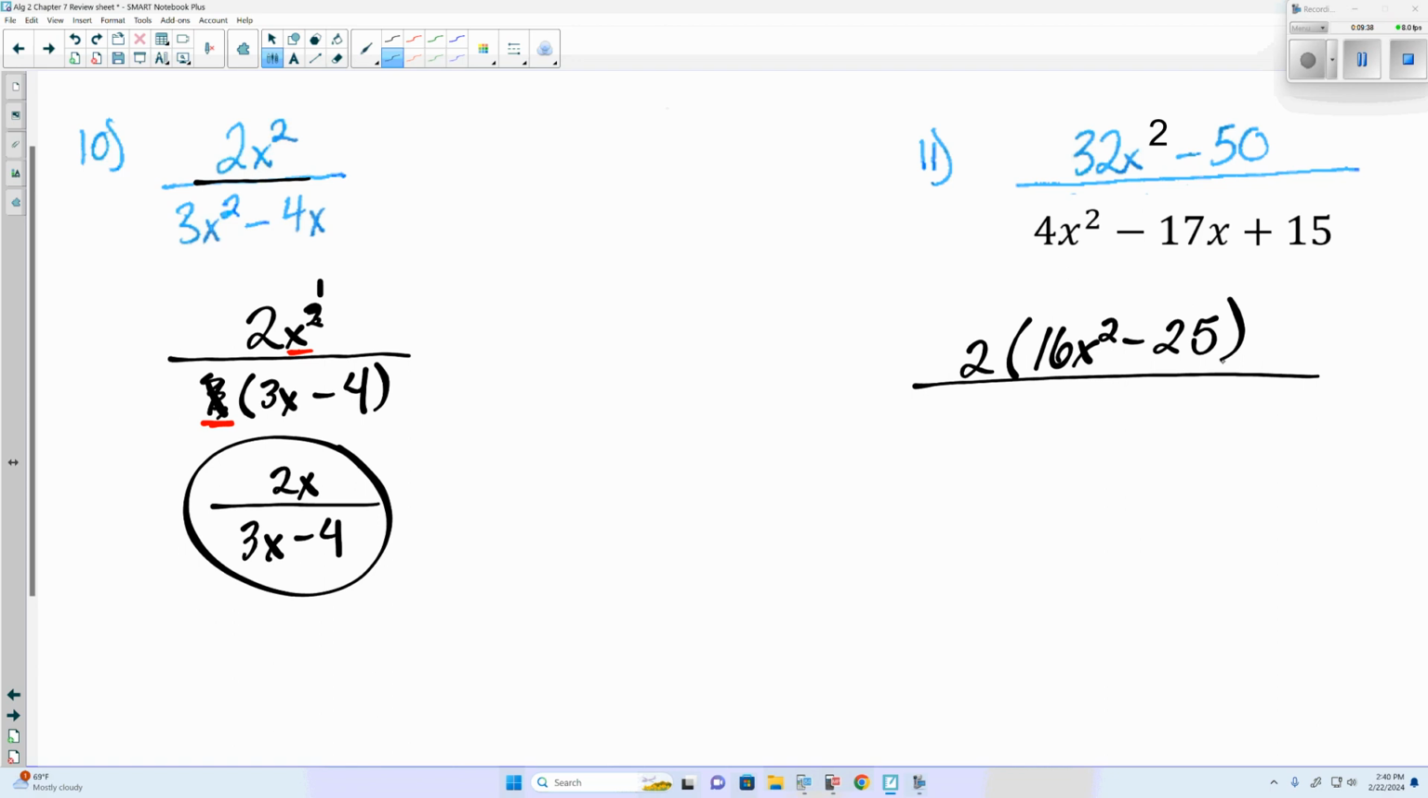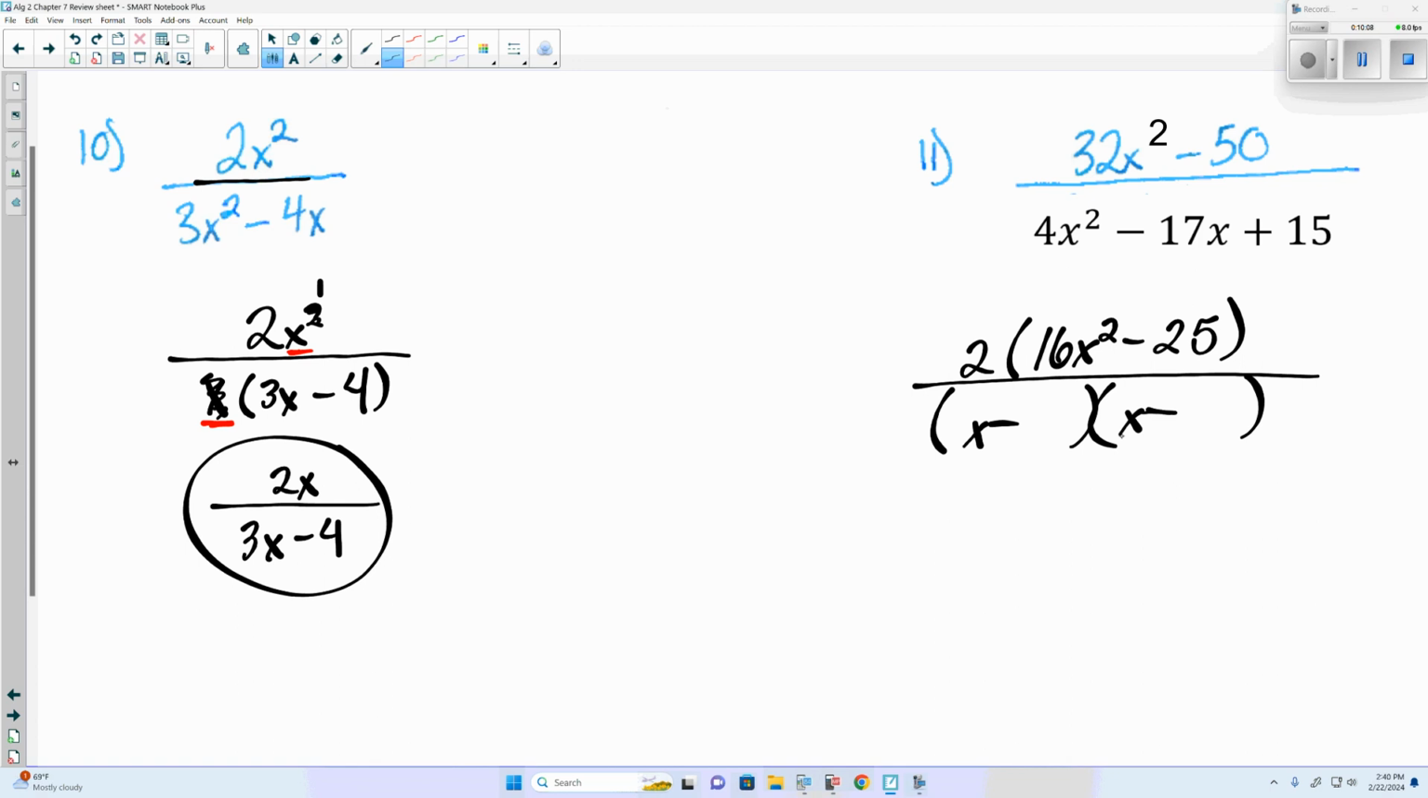Is there a greatest common factor between 4x squared, negative 17x, and 50? No. Now we can factor this. 2 sets of parentheses with 3 spaces. Since our third term is positive, the signs are the same and match the sign of the middle term. Minus and minus. Factors of 4x squared: x and x. Now our factors of 4 are 1 and 4 or 2 and 2.